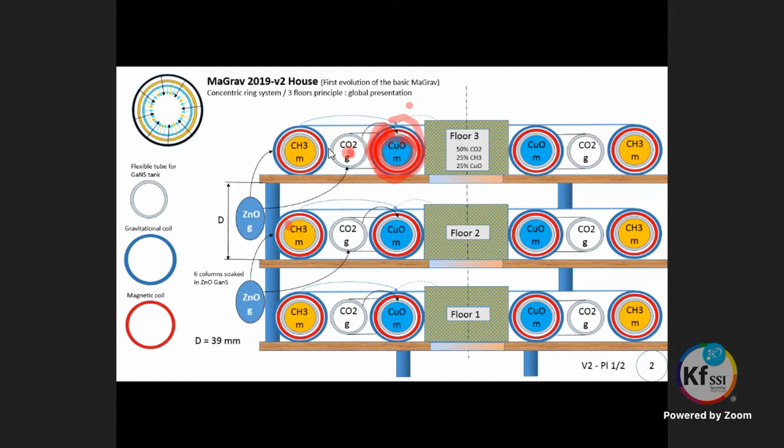Can you repeat the order, please, for him? I'm getting mixed up. I don't want to say the wrong thing. CH3, CO2, and copper oxide, CuO. Now the order is different, the lightest in the middle and the heaviest on the outside.